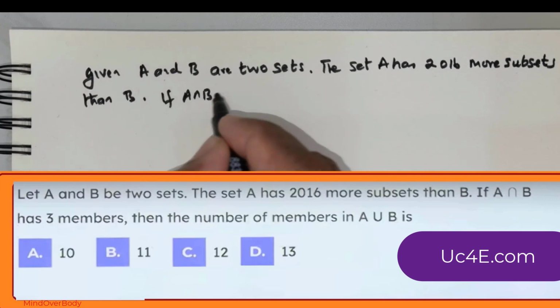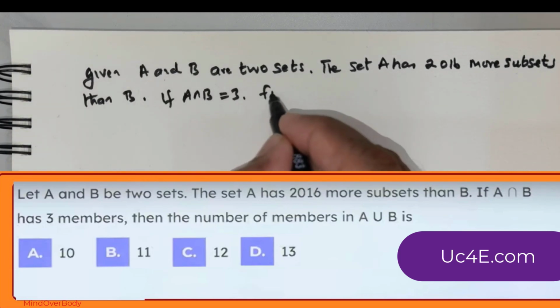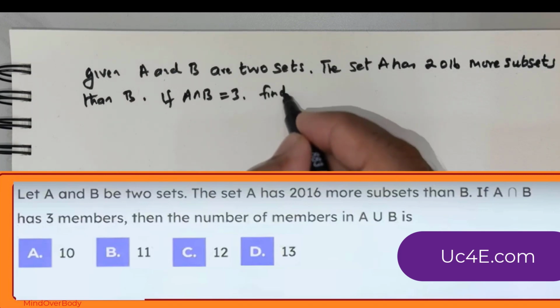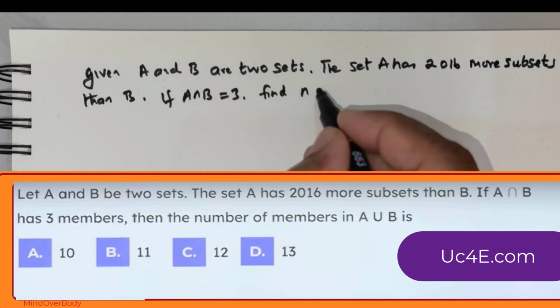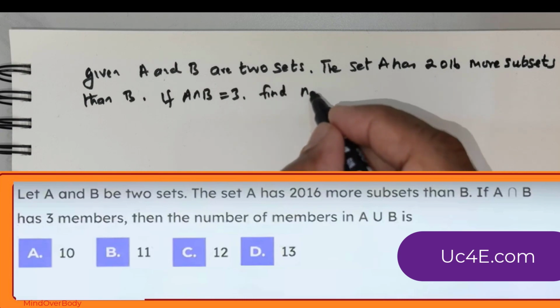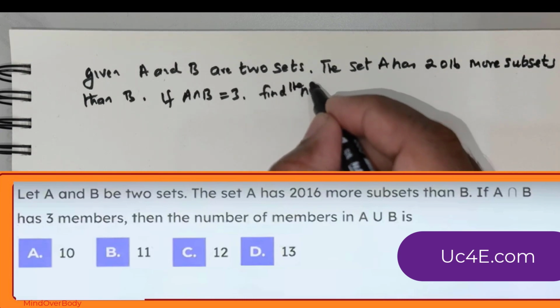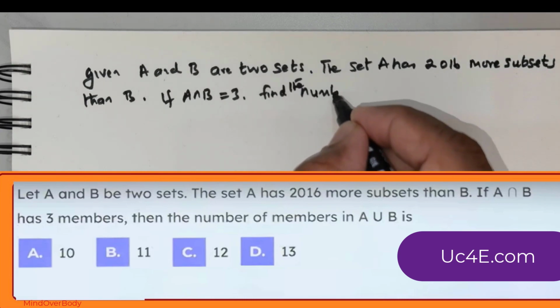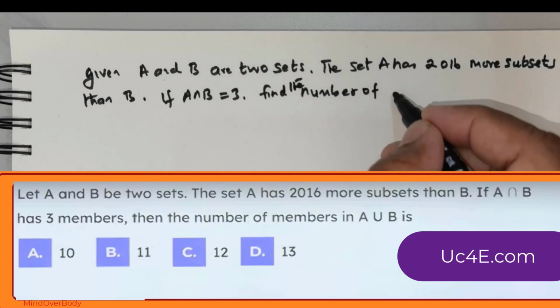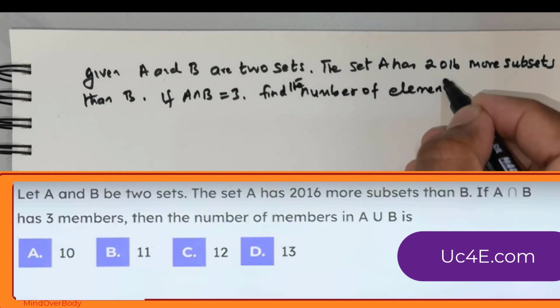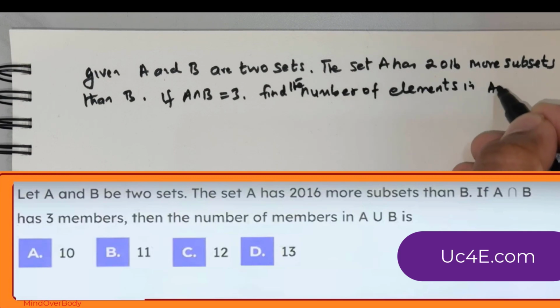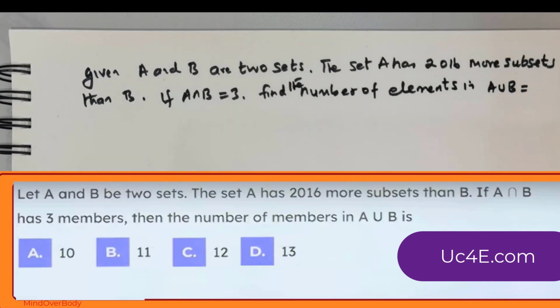If A intersecting B is equal to 3, find n, or let me just state it like this, find the number of elements in A union B, right?